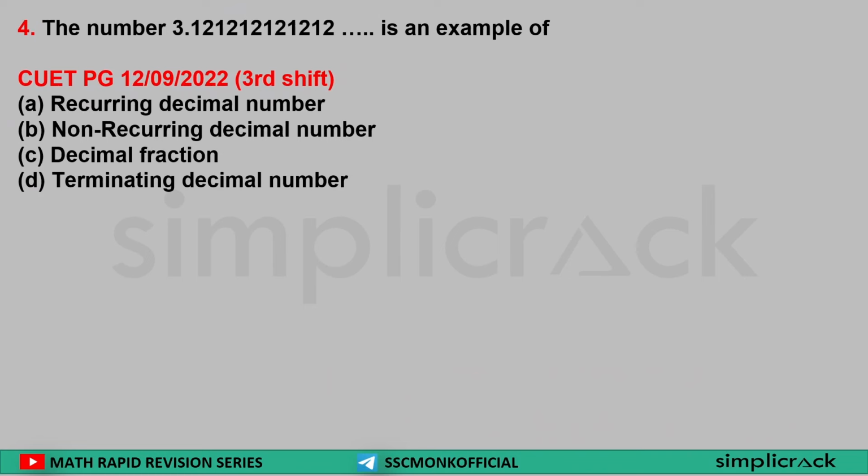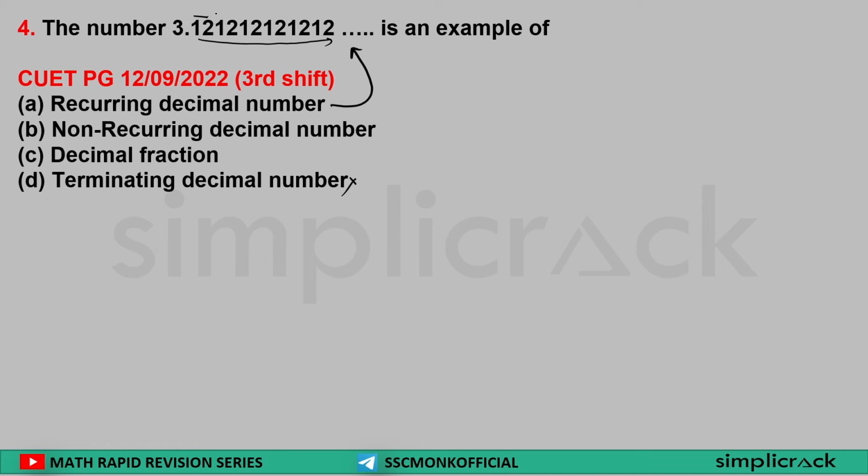The number 3.12121212, this means what? This means the numbers after the decimal are continuous. They are not stopping. When something stops, that is known as terminating. So this is not terminating. This is a decimal fraction, but there is more to it. The more thing to this decimal fraction is known as recurring decimal number. Clear? Sorted?